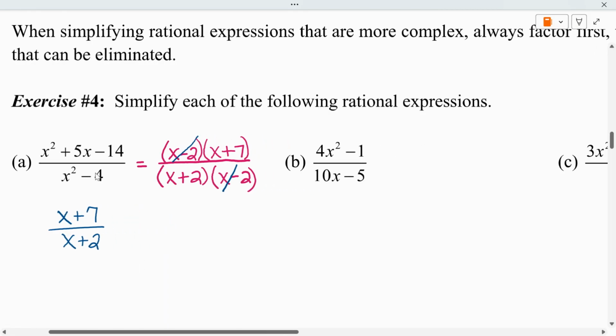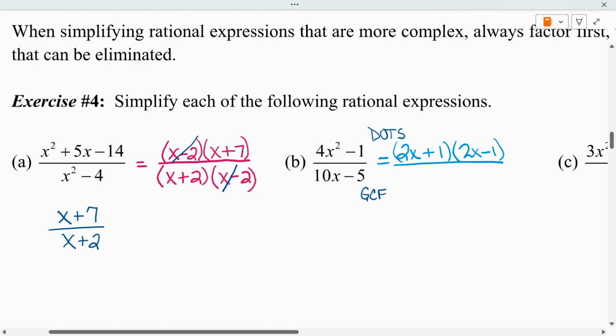Okay, let's look at example B. This is a difference of 2 squares. This has a GCF. So let's see. What's the square root of 4? So 2x. What's the square root of 1? 1. So I have 2x plus 1 times 2x minus 1.